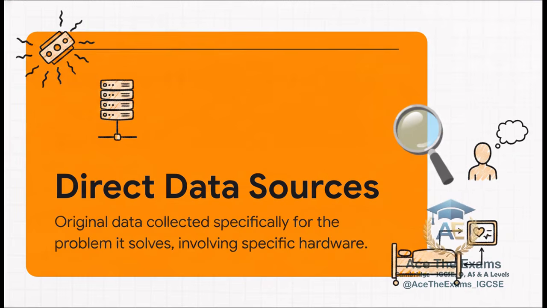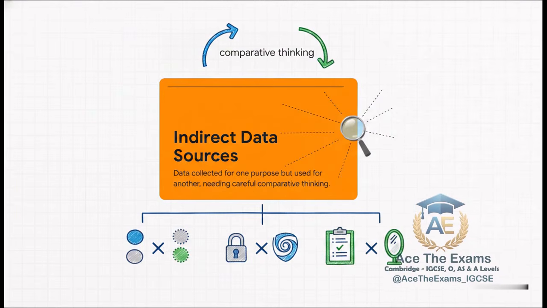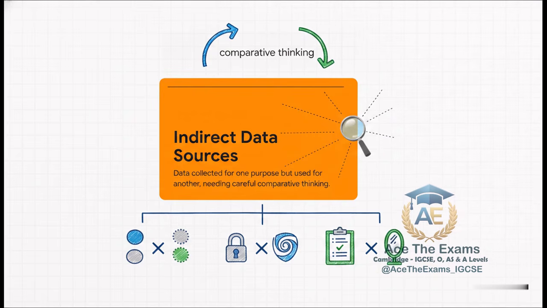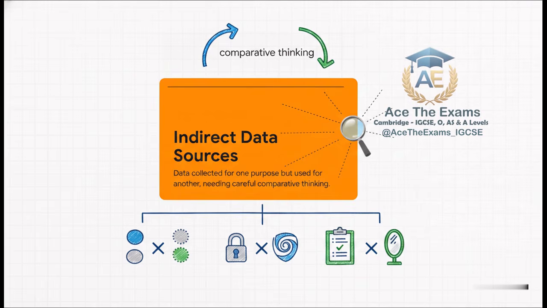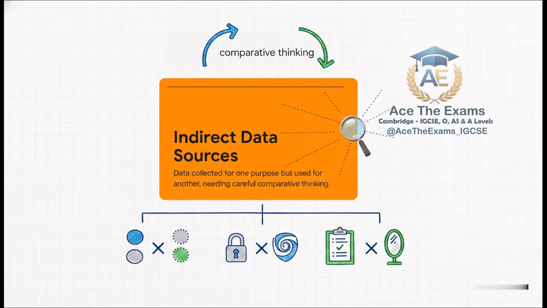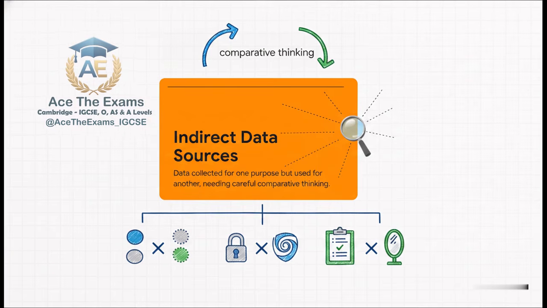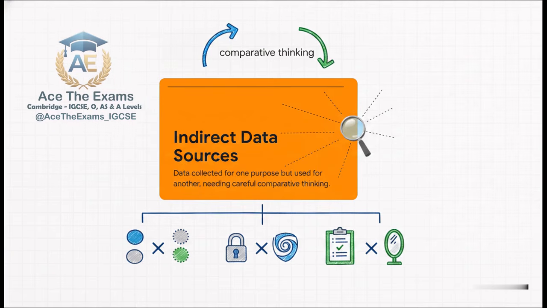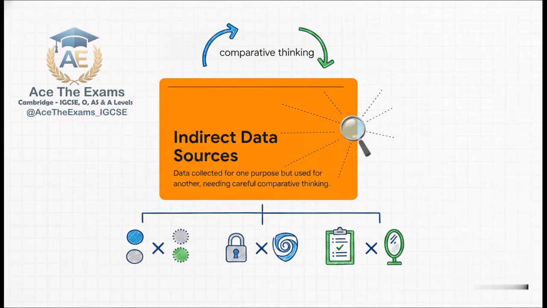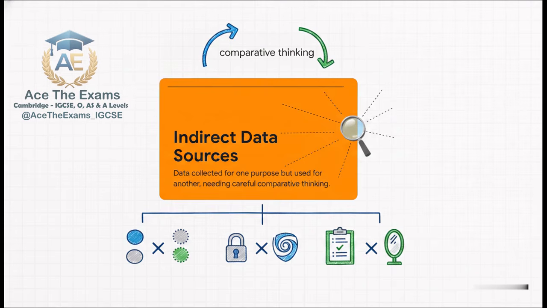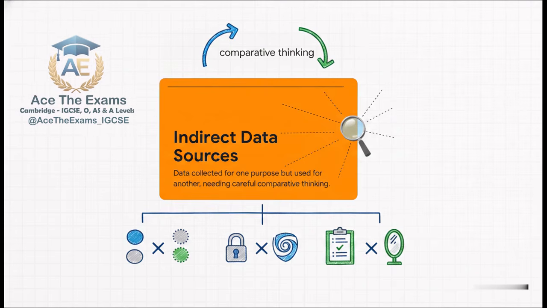Now contrast that with indirect data sources. This is data collected for one purpose but used for another. But pay super close attention to the warning here, because this is huge. The theoretical foundations require really careful comparative thinking. A typical AS-level IT error happens when students confuse indirect data with nearby concepts. You must distinguish between direct and indirect data, just as you must clearly separate validation from verification or authentication from encryption.